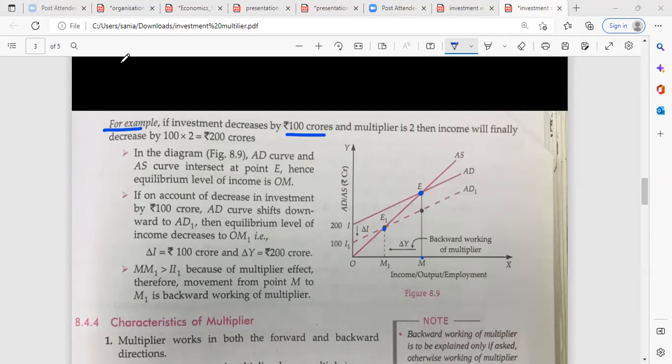Ma'am, should we draw the diagram? Yes. So what you can do is, first of all, you can write this, then you can draw the diagram, then you can explain it. Or in case you have to explain it in the exam hall, first draw the diagram and then explain it. Because here what is written in the diagram, right? So where is the diagram?